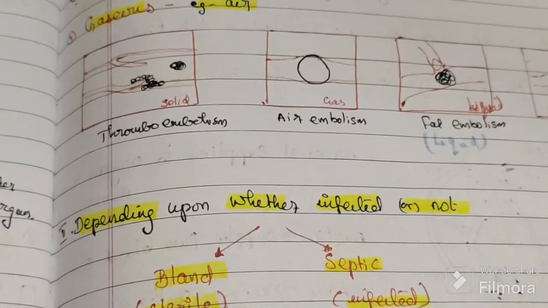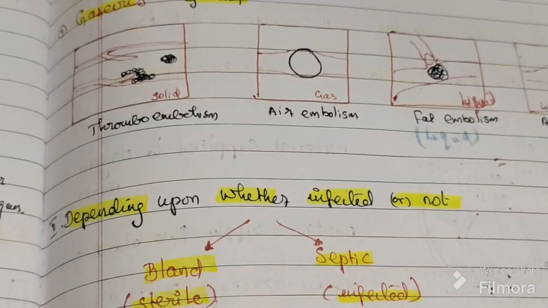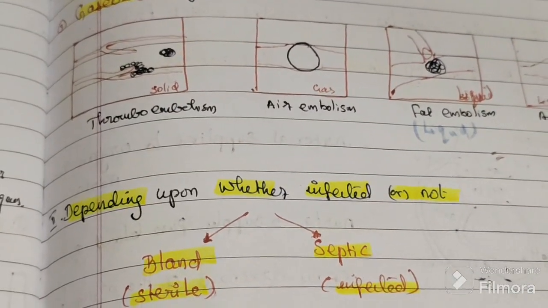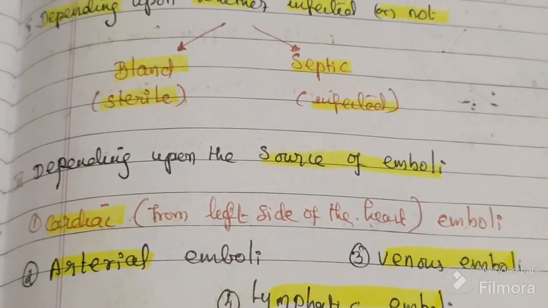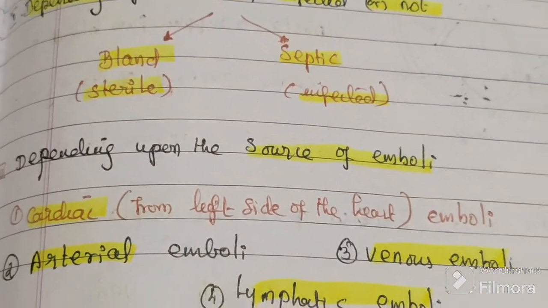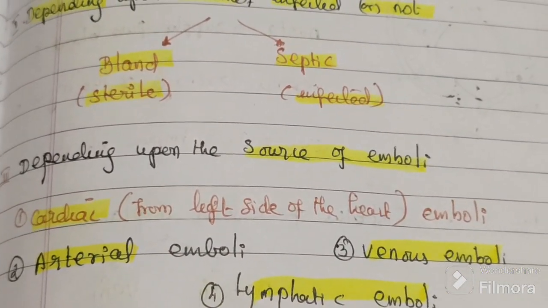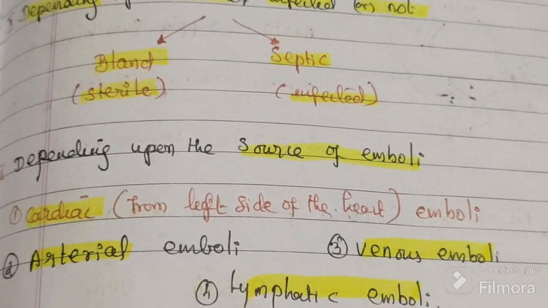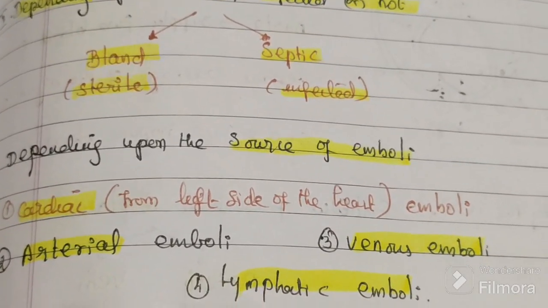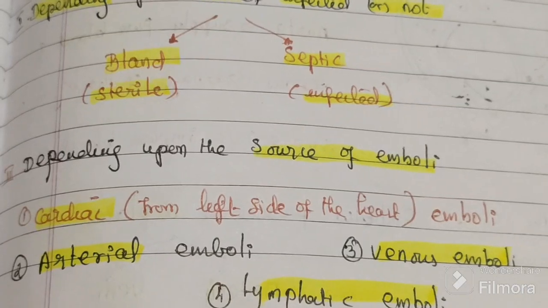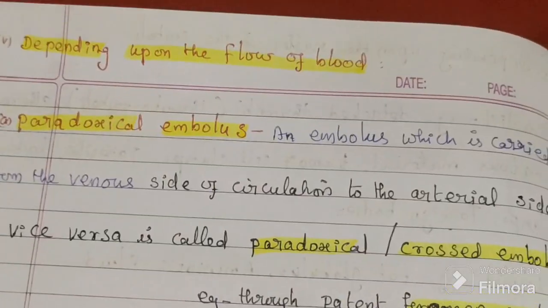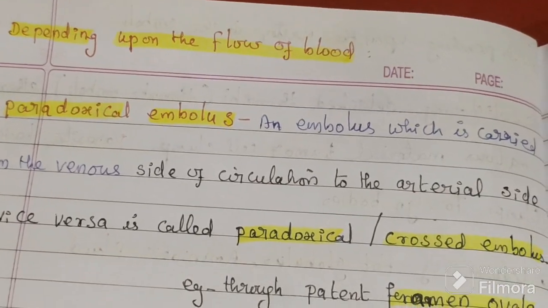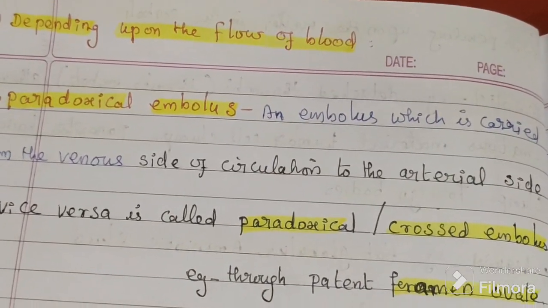The first one is based on the material, whether liquid, solid, or gas. The second one is based on bacterium. The third one is sources, whether it may be arterial or venous: cardiac from the left side of the heart, then lymphatic emboli, predominantly arterial and venous emboli. The last one is depending upon the flow of blood.